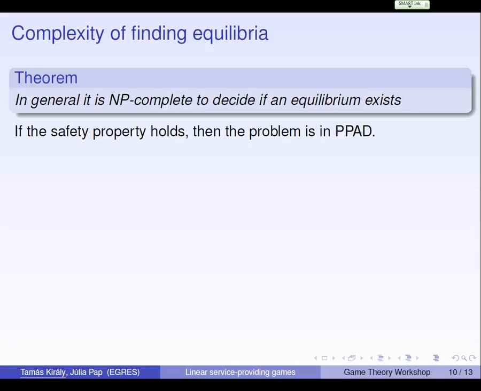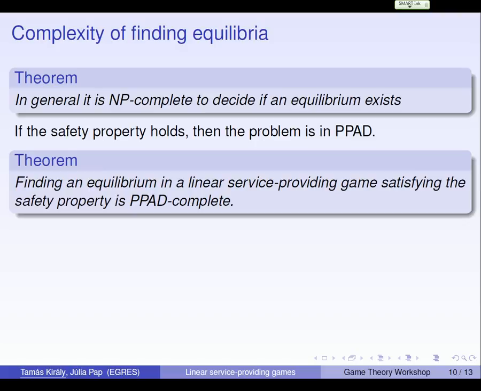Here I am. So, okay, so what is the complexity? In general, it's NP-complete to decide if there is an equilibrium. It follows easily from earlier results that, because it's proved by Kakutani that it's in PPAD. And what we proved is that it's actually PPAD-complete. So finding equilibria here is PPAD-complete.